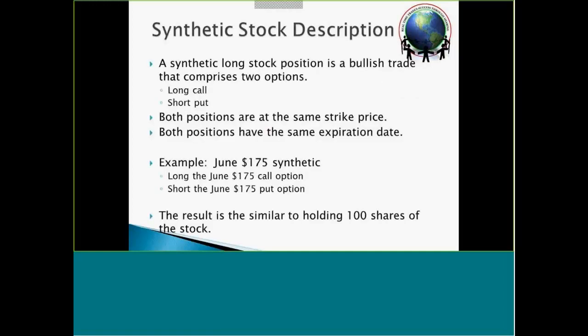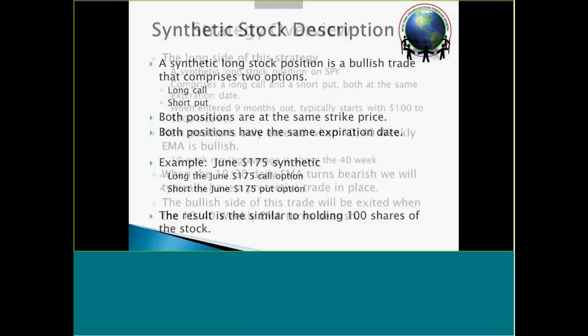Okay, so a description of a synthetic stock position. The example I have here, say you wanted to buy a 175 June synthetic. What that would mean is you would buy a June 175 call, and you would sell a June 175 put. Very simple. And what you end up with, the resulting position, is basically the same as holding 100 shares of the underlying stock.